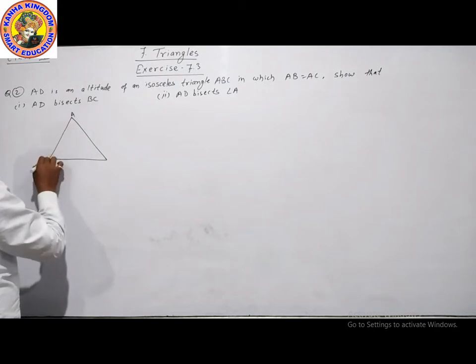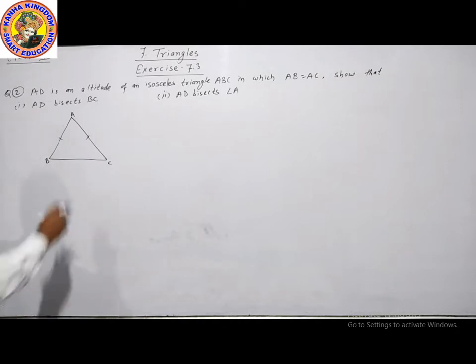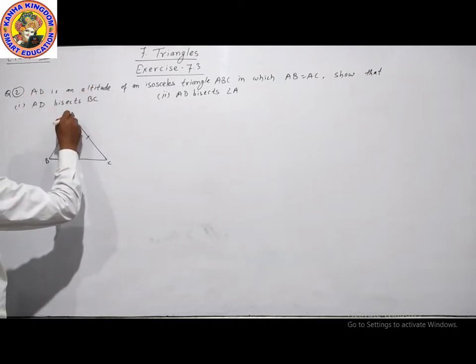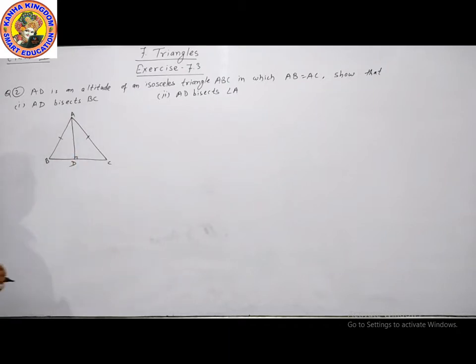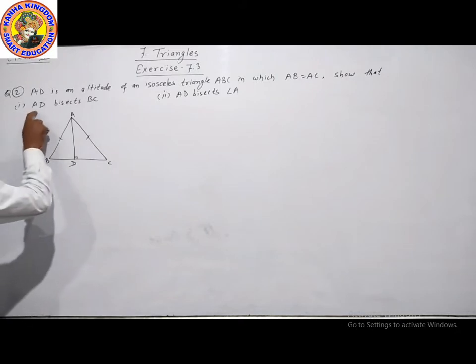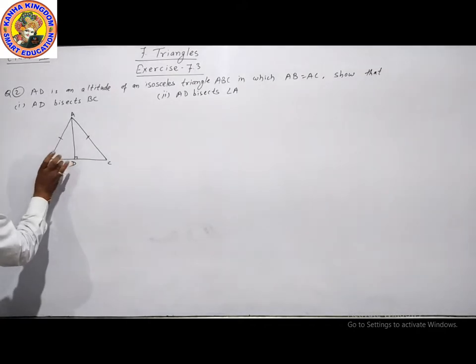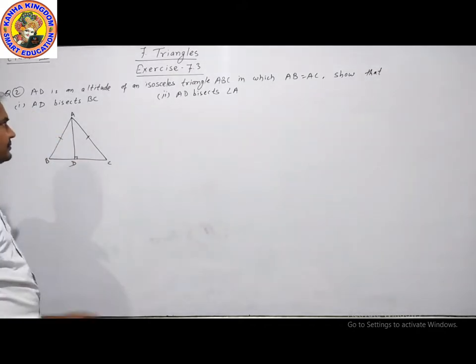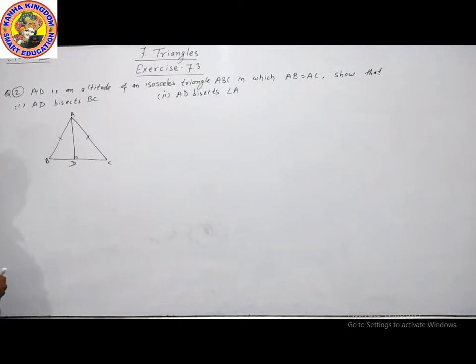This is our triangle A, B and C. Given in the question, AB is equal to AC. Now AD is an altitude, A to D. This is our AD. AD is an altitude on isosceles triangle in which AB is equal to AC. So the first question: AD bisects BC. AD bisects BC means we have to prove that BD is equal to CD. Now we prove this.